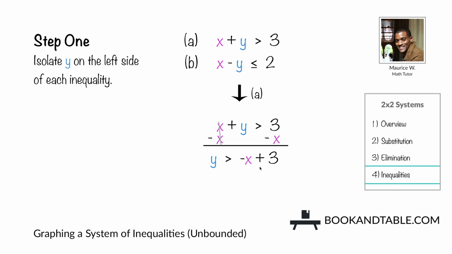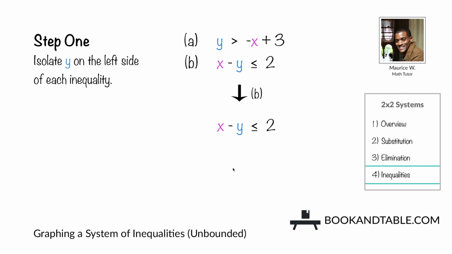So we'll change inequality A to y is greater than negative x plus 3. You'll see why we do this in a second. It'll make it much easier to draw the lines that these expressions represent and to find the area of solutions. So this expression here, y is greater than negative x plus 3, is equivalent or the same as x plus y is greater than 3. So we'll change this expression to this expression.